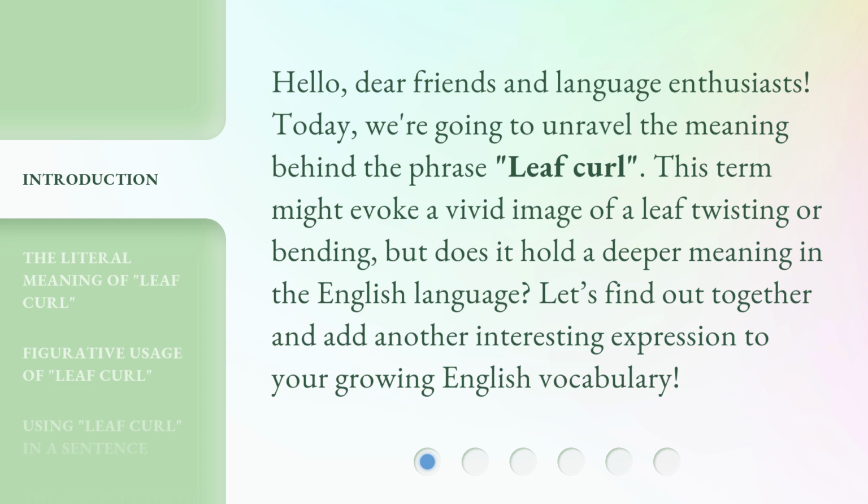Today, we're going to unravel the meaning behind the phrase, leaf curl. This term might evoke a vivid image of a leaf twisting or bending, but does it hold a deeper meaning in the English language? Let's find out together and add another interesting expression to your growing English vocabulary.